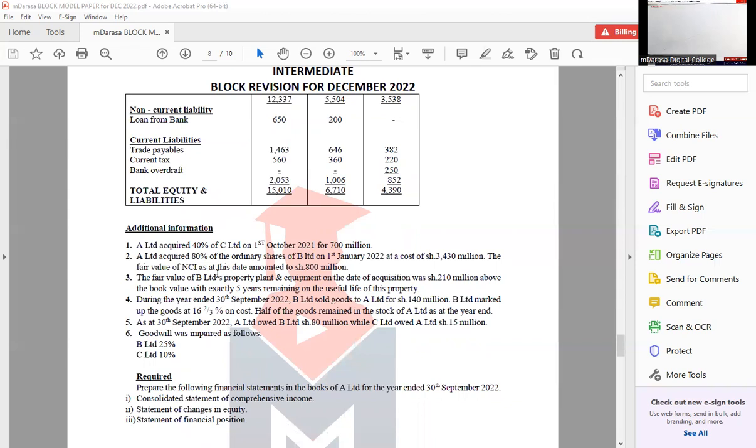Part two of the question says A Limited acquired 80% of the ordinary shares of B Limited on 1st January 2022 at a cost of 3,430 million. The fair value of NCI as of this date amounted to 800 million. So my good students, let us analyze note two carefully before we proceed.